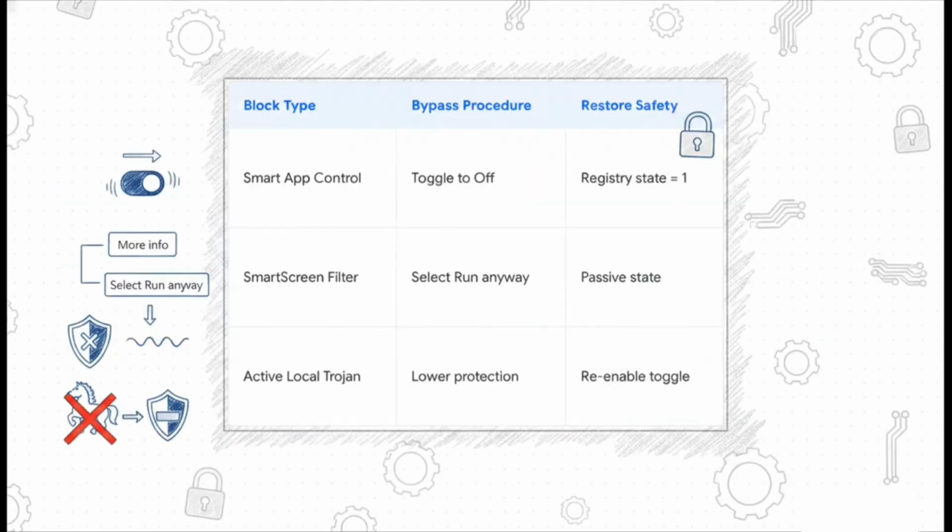And this brilliantly illustrates everything we've covered in a simple, complete action matrix. If you encounter a Smart App Control alert, toggle it to off, and just remember to restore it. On older builds, you might need to force the registry policy state to 1. For a SmartScreen filter, simply click More Info and then Run Anyway. And for an active local Trojan warning, which is often just a false positive from Defender, temporarily lower your real-time protection, but instantly re-enable it right after the setup is complete. It's a simple workflow, but you have to follow it exactly.